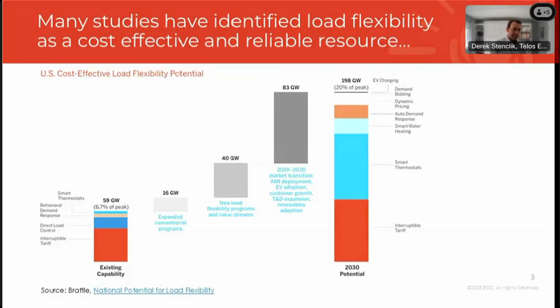When you think about today, around 6% of peak demand being covered in load flexibility, a lot of that is just interruptible loads, a lot of commercial and industrial interruptible loads, a little bit of smart thermostats, but there is a lot of potential going from today out to 2030 and beyond. Some of that is expanded conventional programs, but a lot of it will also come from new load flexibility programs, new opportunities around rate design and other demand response participation.